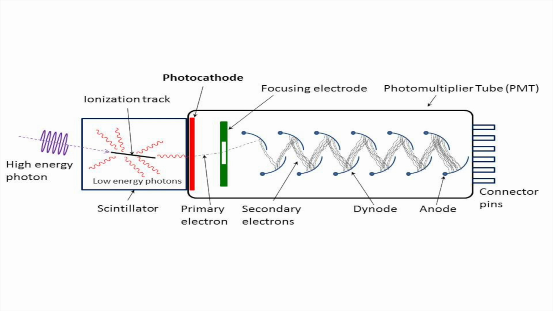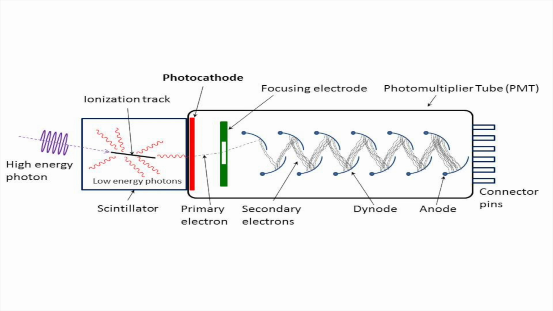Now I'm going to explain how the detector works. It consists of two parts, the scintillator on the left and the photomultiplier tube on the right hand side. So first a gamma ray, which is a high energy photon, strikes the scintillator, leaving an ionization track there. Also a scintillation flash appears, which are actually low energy photons, which then strike the photocathode.